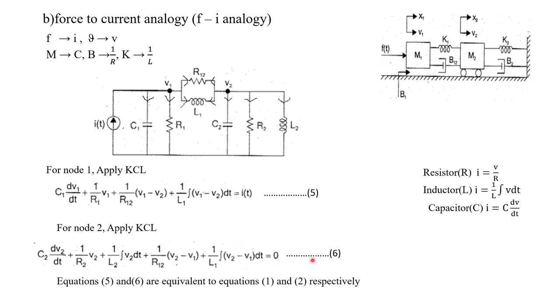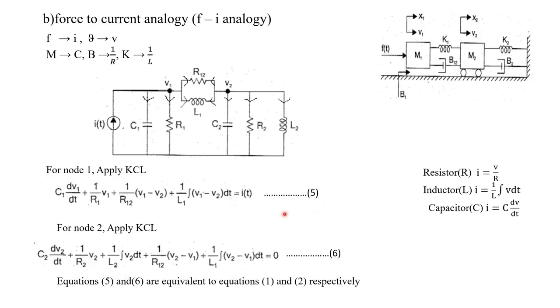That is equal to 0. Okay, so in this way, we can write the node equations for each and every node. Here, corresponding to the mass M1 as well as mass M2, we are getting two node equations, that is equation 5 as well as equation 6.